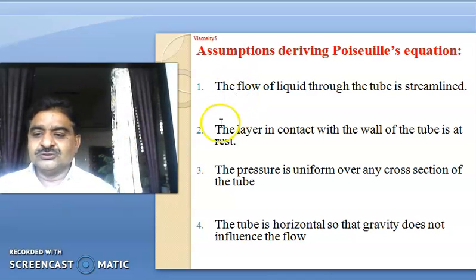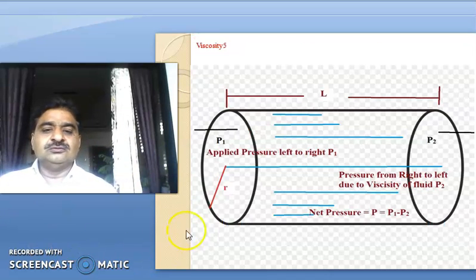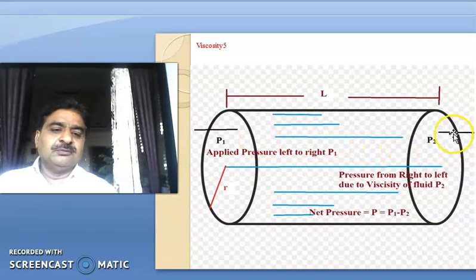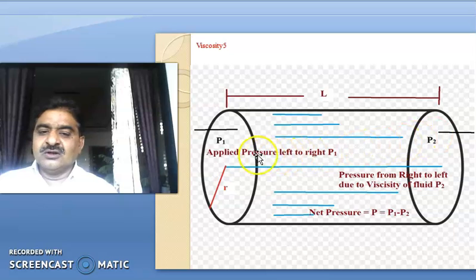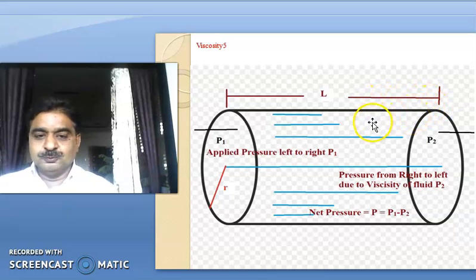I'll show you a picture so that you will get an idea about these assumptions. See now, this is a pipe. Here P1 is the inward pressure or Pi you take. P2 is the pressure exerted by the viscous fluid. Direction of the fluid is from left to right. It is given applied pressure left to right, that is P1, and pressure from right to left due to viscosity of fluid, P2. Net pressure is given here, P is equal to Pi minus Po or P1 minus P2, and this L stands for length of the pipe or length of the tube.